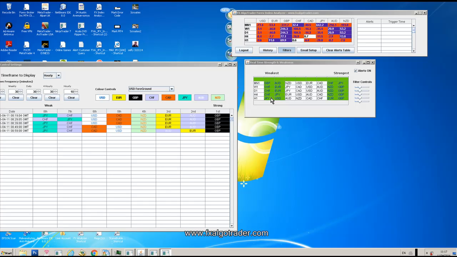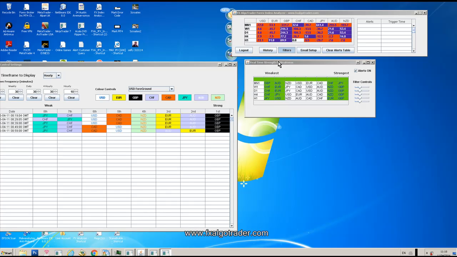The idea behind this system is it immediately allows a trader to identify the best pairs to focus on for trading purposes. So it removes the requirement to do top-down analysis on lots and lots of different currency pairs and all that kind of stuff.